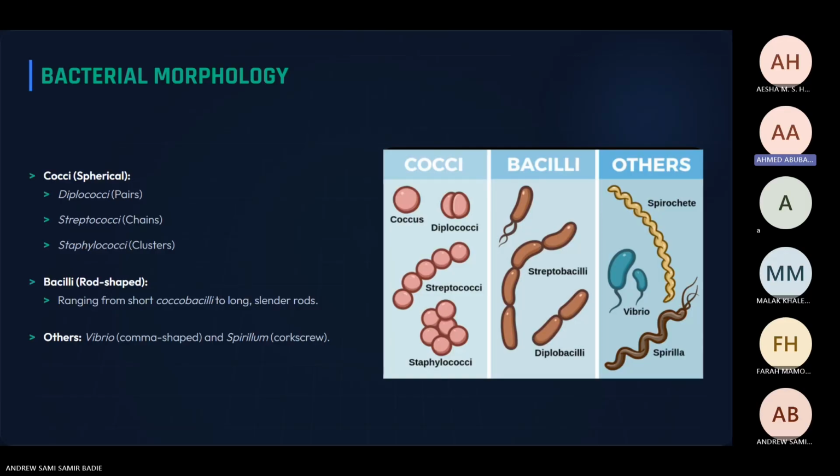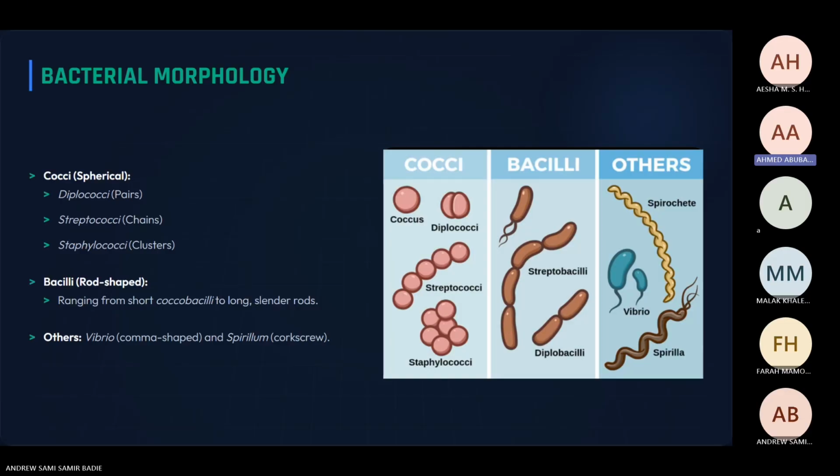Now, we have some odd types of bacteria, which are called Vibrio. They are comma-shaped. And we have the spirilla, which are corkscrew shaped. So the shapes of the bacteria can tell us about their different classifications when we look at them under the microscope.